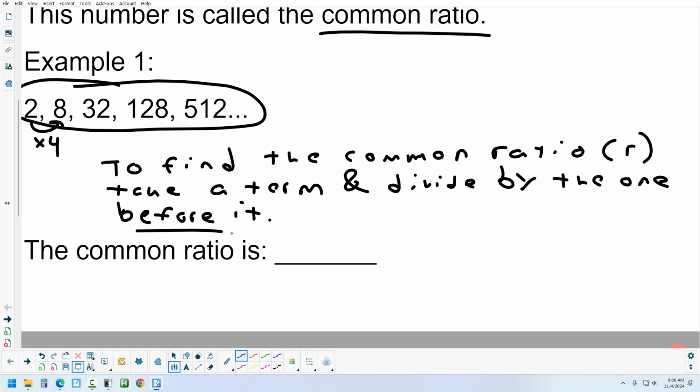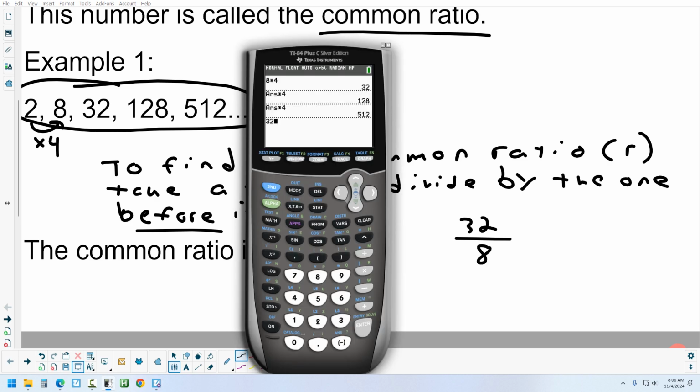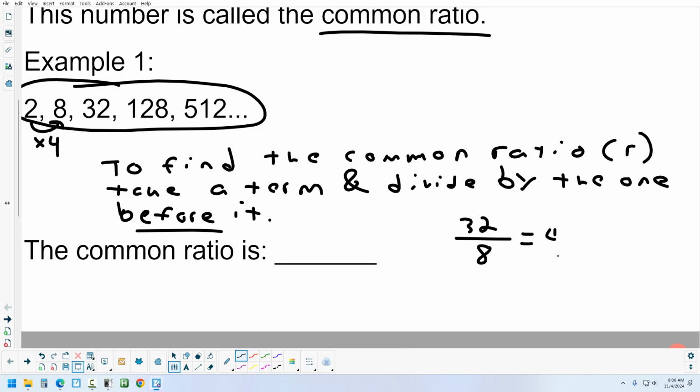Okay. So let's pick a term. Let's take 32. What's the term immediately before 32 in that sequence of numbers I circled? 8. So now, on your calculator, if you do 32 divided by 8, you get 4. That's how you find your common ratio. Take any term you want and divide by the one that comes immediately before it.